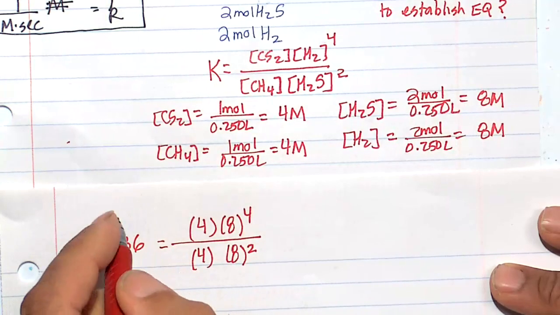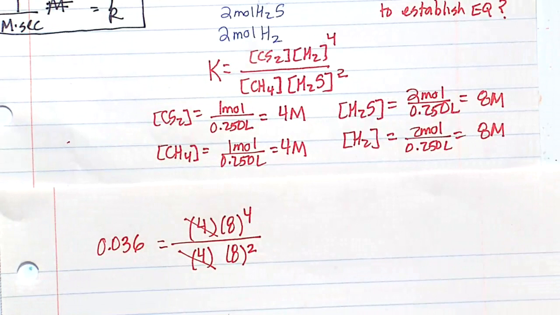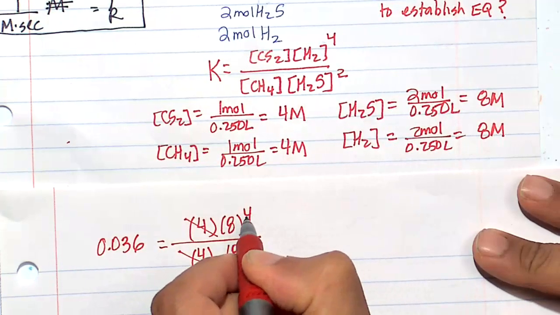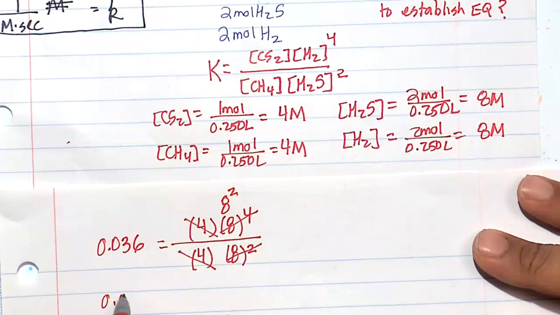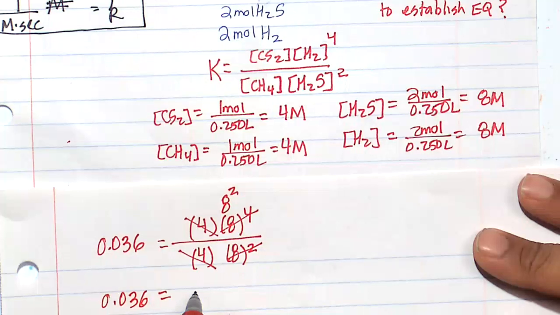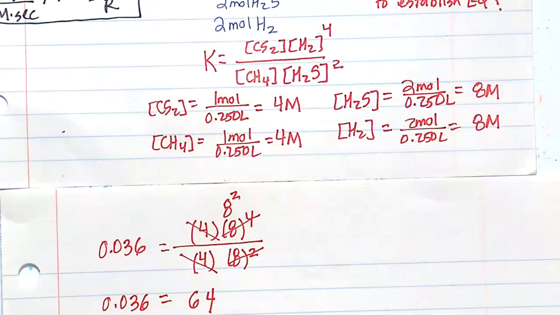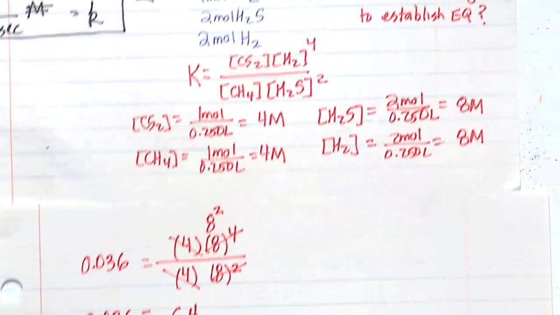All right, so let's do this. The 4 and the 4 cancel. The 8 squared cancels with one of these 8 squares, leaving me with another 8 squared. So something is very wrong here. 0.036 does not equal 64. Something is very, very wrong. So how do we make this right?